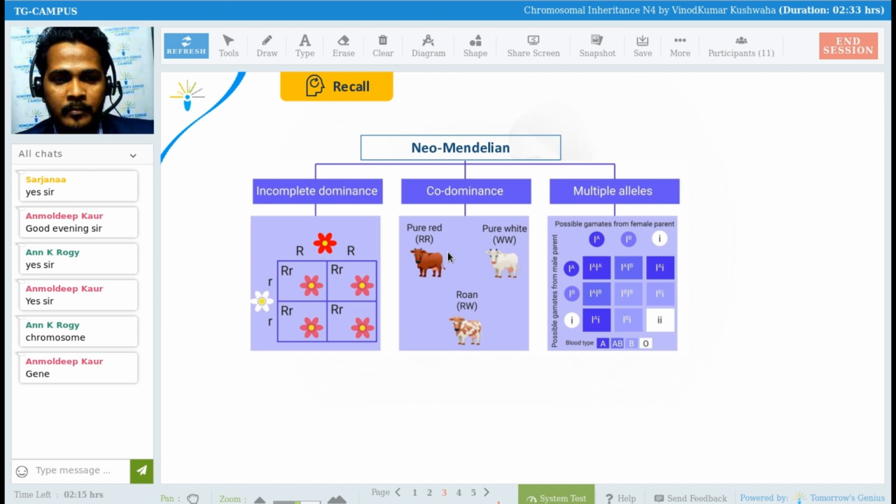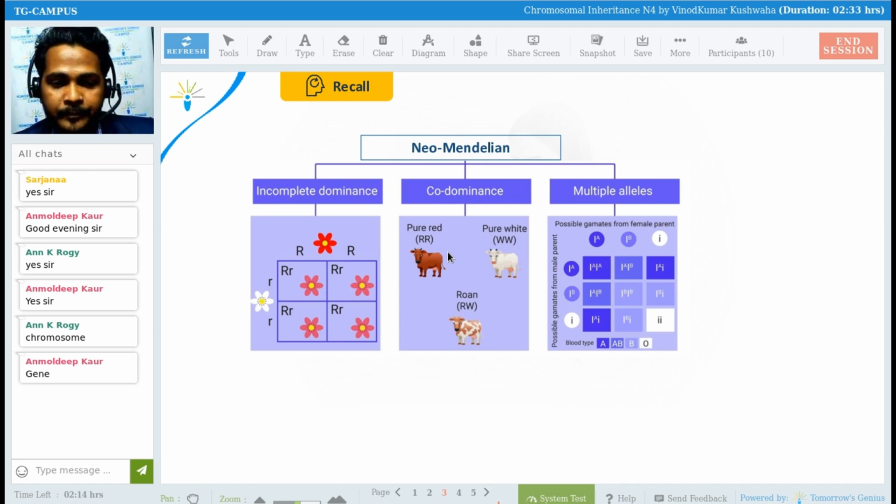If we have a pure red bull and a pure white cow, and by breeding them we go to the F1 generation, we do not get simply red or white. We get both, which is roan. Okay, so it is a phenomenon in which two alleles are both expressed in the heterozygous individual, because they express their characters separately in that individual. That is what is called codominance, right? Yes, sir. Absolutely right.